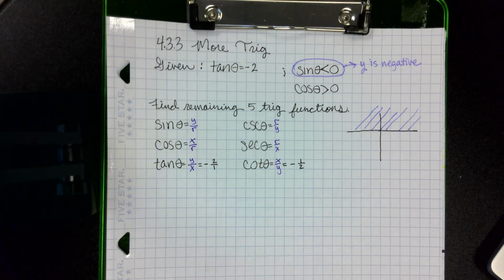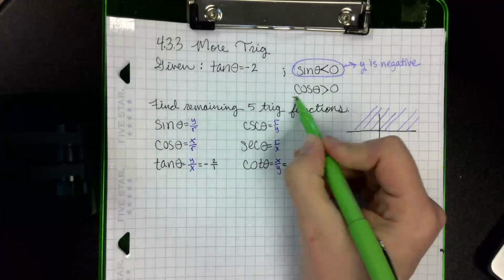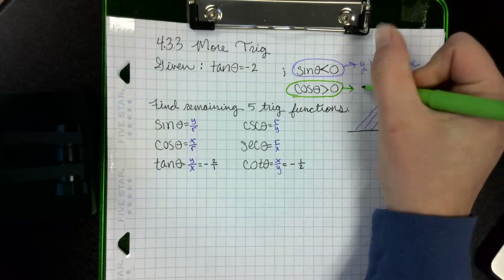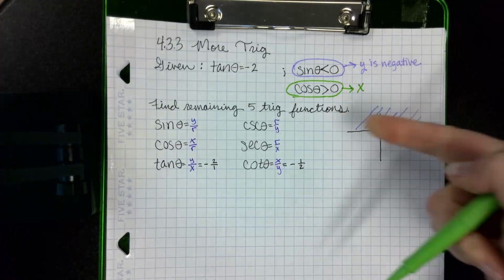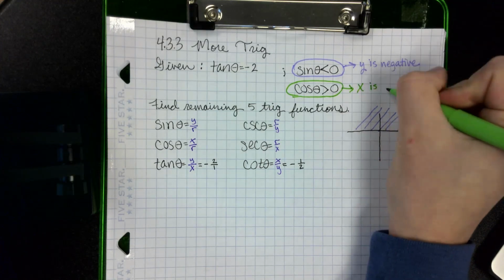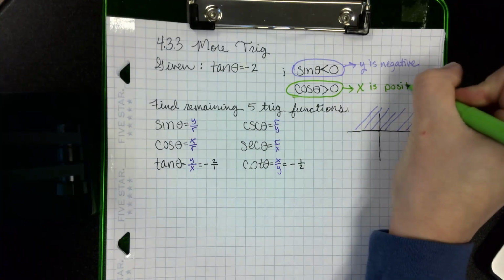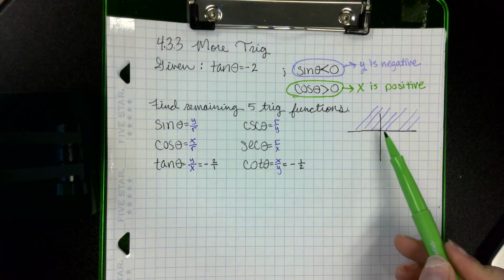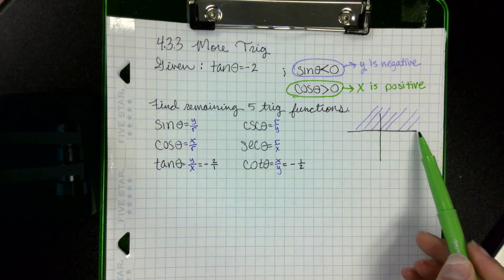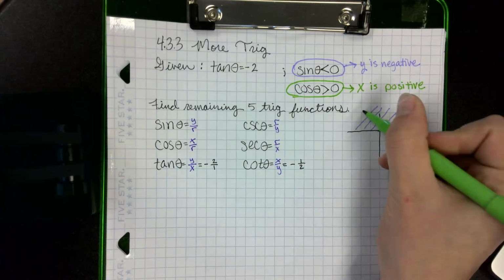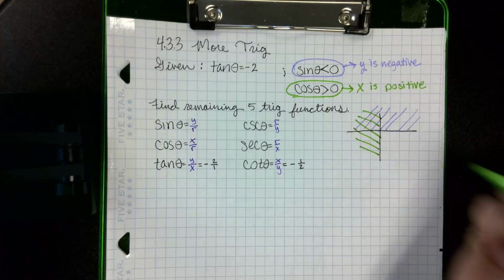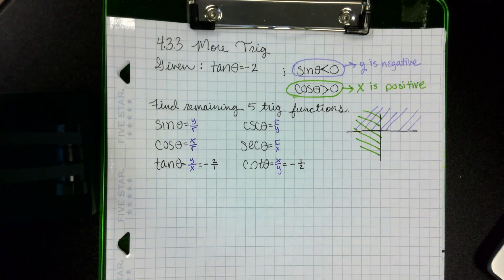And then we have another condition, that cosine theta is greater than 0. Cosine tells us our x value. If it's greater than 0, x is positive. So we look at the x-axis. Our positive x values are to the right of the y-axis. So over here. So that means it's not on the left side. That's where x's are negative. Cosines are negative over there. So we know our tangent does not live on that side.